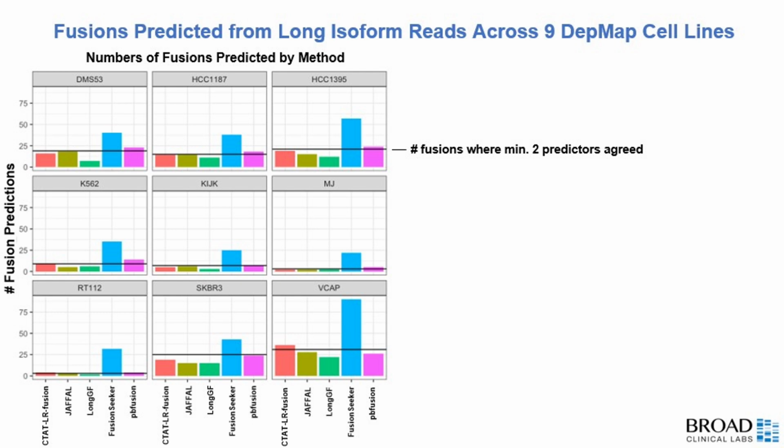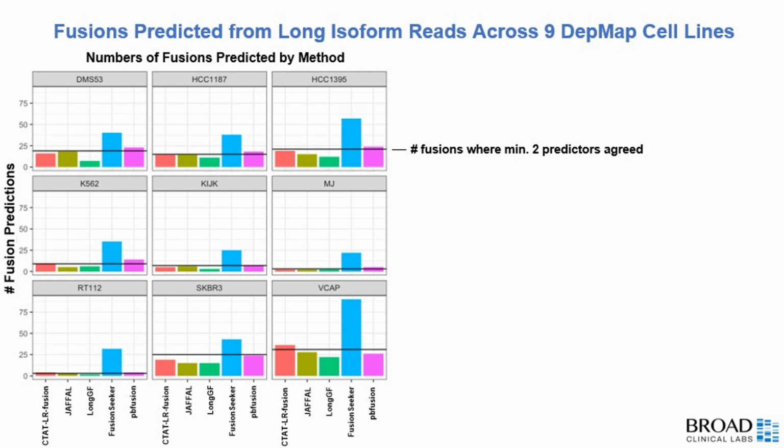And we explored all these different tools for being able to find these different fusions. So here we have the 9 different fusions, and we have the number of reads identified as supporting the fusion by each of these different tools. You'll see that some cell lines, like VCAP, which is a prostate cancer cell line, has a lot of fusions found by each of these methods. Others, like MJ, has very, very few.